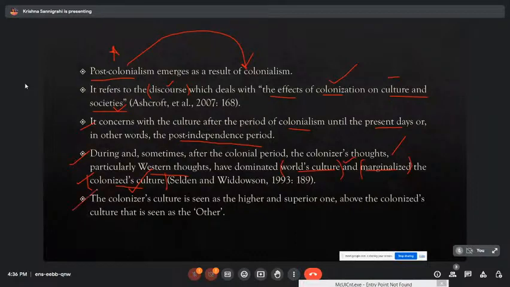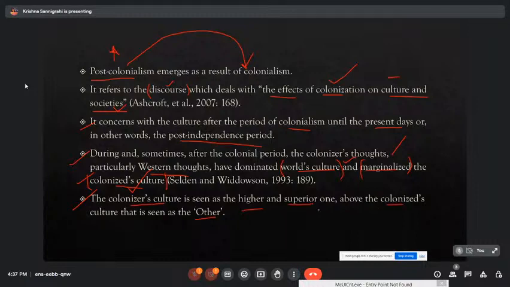So the colonizer's culture is seen as the higher and superior one above the colonized culture that is seen as the other. If you remember the idea of the male as the second sex, when we were discussing Simone de Beauvoir's The Second Sex, wherein the man is considered as the primary, the default figure, and the woman is considered as the other. Similarly, in colonization, what happens? The colonizer's culture, that is the people who are colonizing you, is seen as the higher or the superior one, and above the colonized culture.